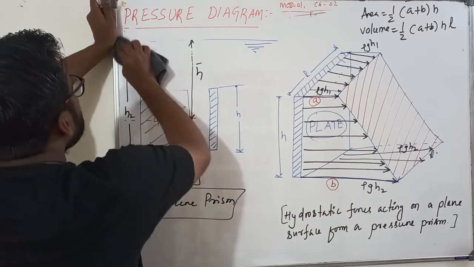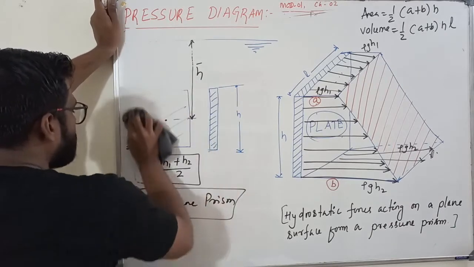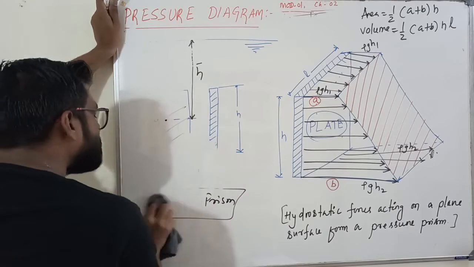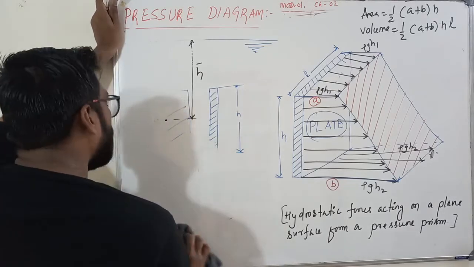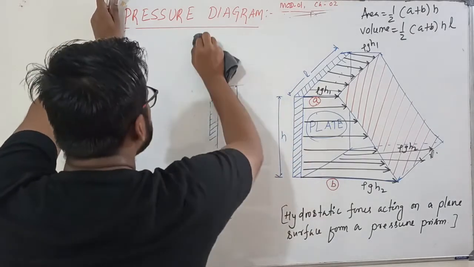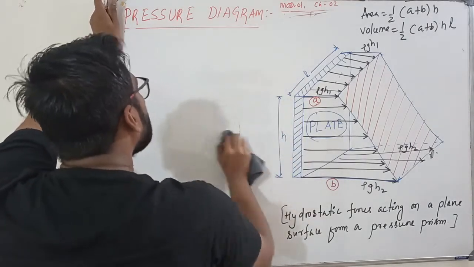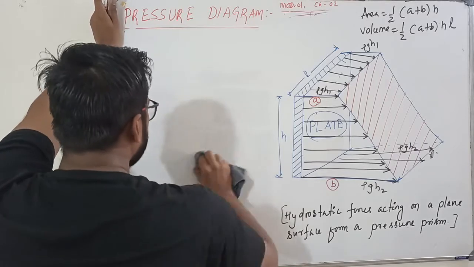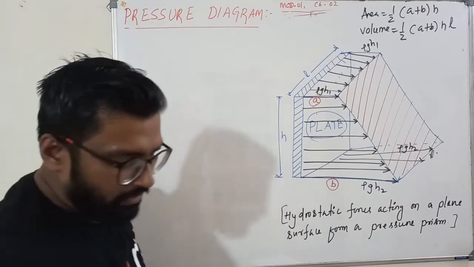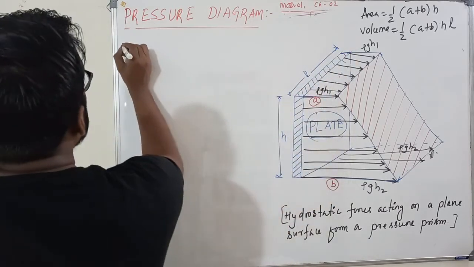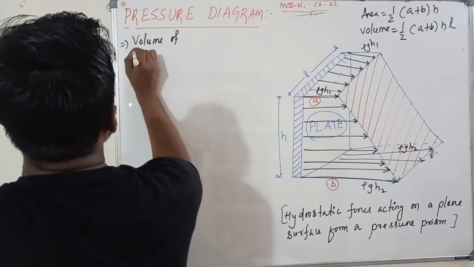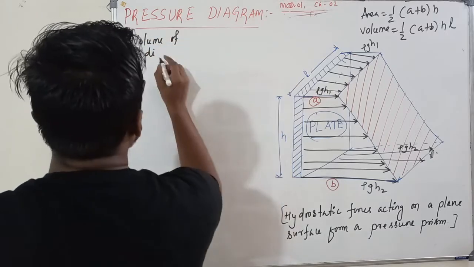So now you know the volume. From theory we came to know that the total pressure force on any surface is nothing but the volume of the pressure diagram. Volume of the pressure diagram represents the total pressure force, and the centroid of the pressure diagram represents the center of pressure where the total pressure force is acting. Very good. Now the volume of this pressure diagram.